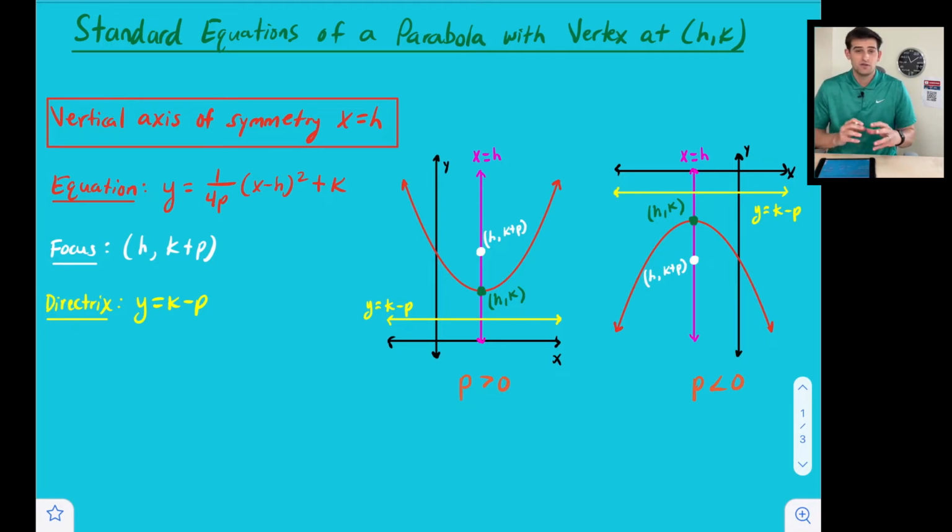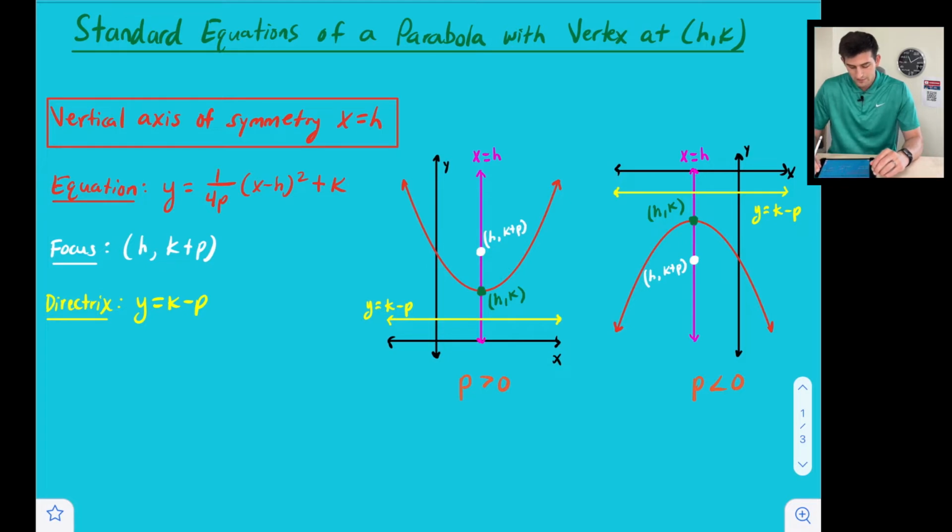But in this video we're going to focus on what happens when we translate this parabola left, right, up, or down. Just like when our parabola had a vertex at the origin, we're going to look at when we have a vertical axis of symmetry and also a horizontal axis of symmetry. That gives us our four parabola types, ones that could open up, down, left, or right. We're going to focus on the ones that open up or down right now.